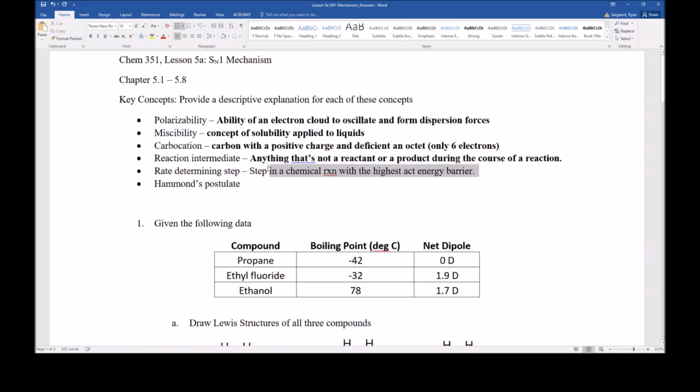And Hammond's postulate, honestly, I'm not sure why this is important, but it shows up on so many ACS exams that I would feel guilty if I didn't show that to you. It's the concept of early versus late transition states. And transition states are typically just abbreviated as TS. And so an early transition state is when you have an exothermic step, and a late transition state is when you have an endothermic step.